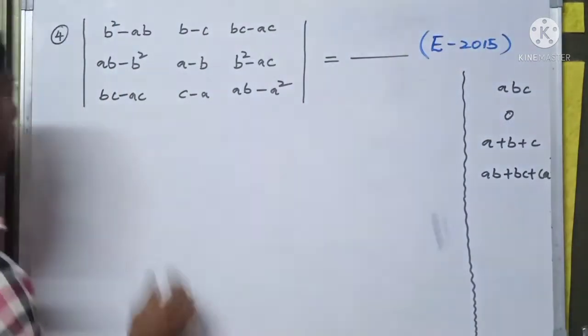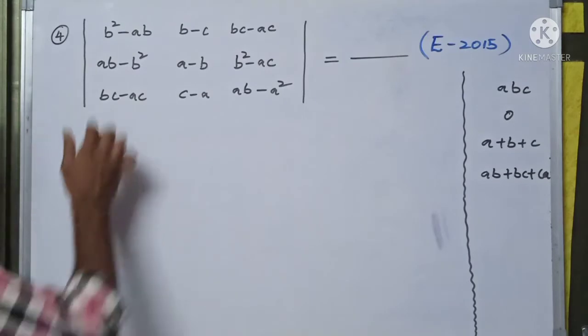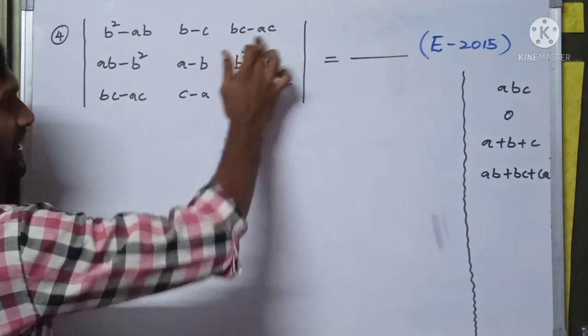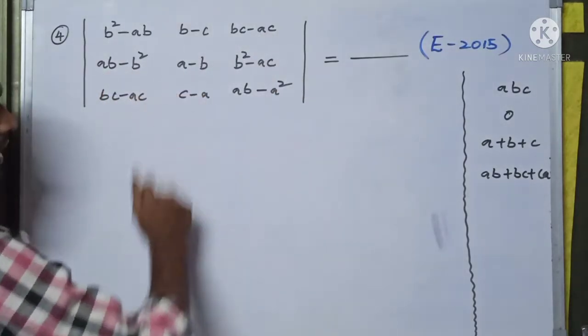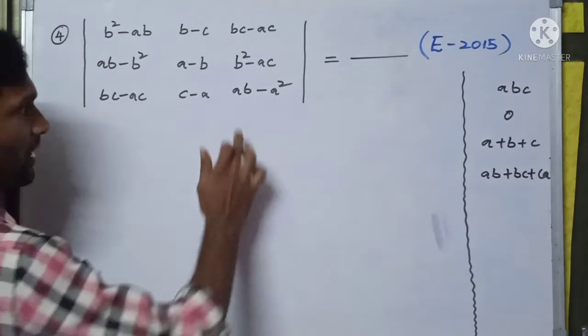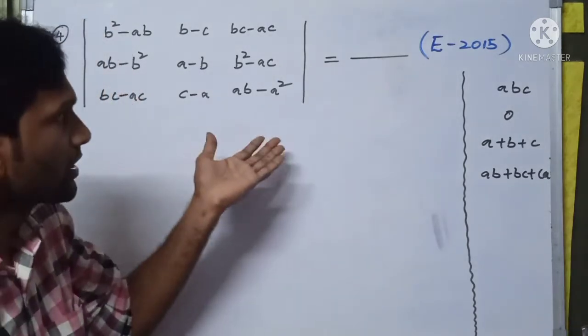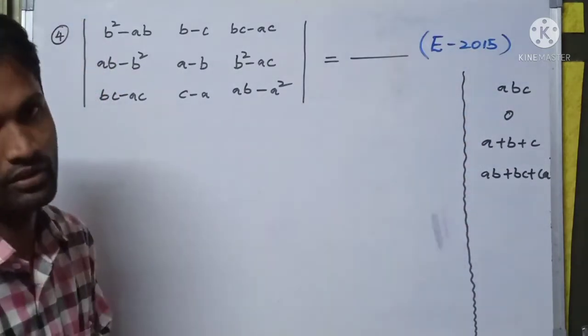See the fourth question. It is like this. What is the value of the determinant b square minus ab, b minus c, bc minus ac; ab minus b square, a minus b, b square minus ac; bc minus ac, c minus a, ab minus a square, is equal to dash. This is the question which was given in the 2015 MSET exam.